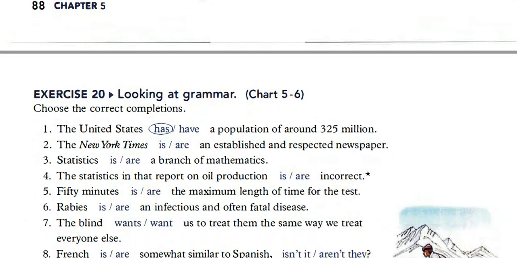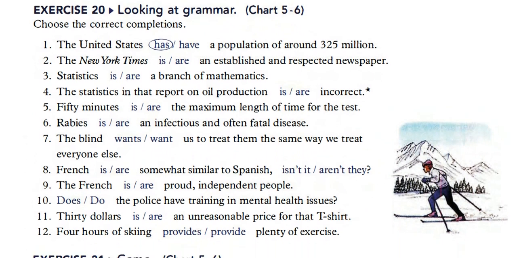Okay, we have here exercise 20. Choose the correct completions. If you look at this exercise, you can see how it reminds you of the previous notes. You can answer them based on the notes mentioned above on the page. The United States, you say, has. The New York Times is an established and respected newspaper, because here we say New York Times, it's one newspaper. It looks like Times is plural, but surely it's one newspaper.